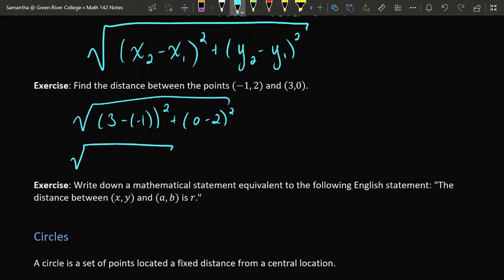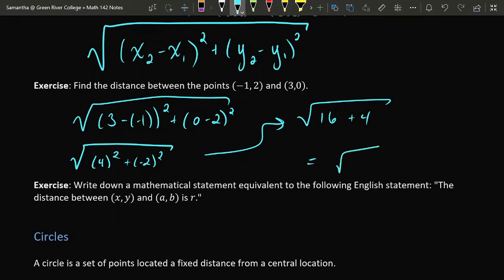So 3 take away -1 is equal to +4. 0 take away 2 is equal to -2. Now 4 squared is equal to 16. And -2 multiplied by itself is equal to +4. So the distance between these 2 points would be equal to the square root of 20, which is approximately 4.5 units.